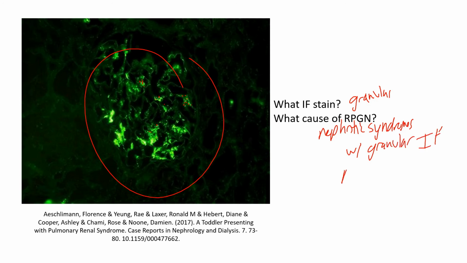So one of those we've already talked about, acute post-strep glomerulonephritis. Another one coming up is diffuse proliferative glomerulonephritis, which we haven't talked about yet, but that also has a granular stain. And there's also another type, a bunch of them have granular stain. But basically, it's more important to know the cause of RPGN.